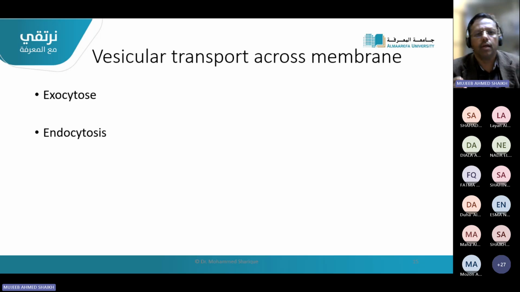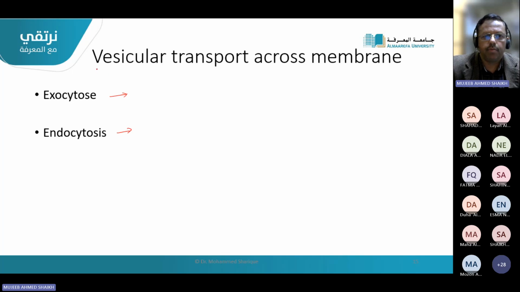Co means both the ions will be moving in the same direction, either inside or outside. Whereas in counter transport, one ion is moving inside, another ion is moving outside. So this is called counter transport, and we have seen the examples. Now coming to the other active transport, which is known as exocytosis and endocytosis.